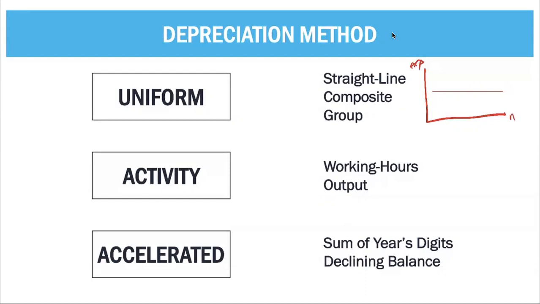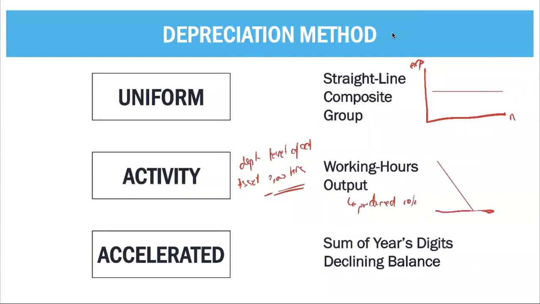Next, activity. For activity, we have two items, working hours and output method. For activity, we place depreciation depending on the level of activity. So for example, the asset performed for 2,000 hours, we place depreciation based on 2,000 hours. We call that working hours. For output, let's say the asset produced 10,000 products, then we should place depreciation based on 10,000 products.